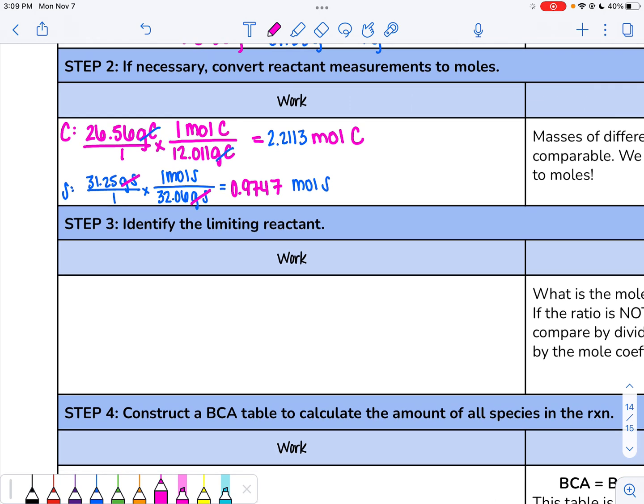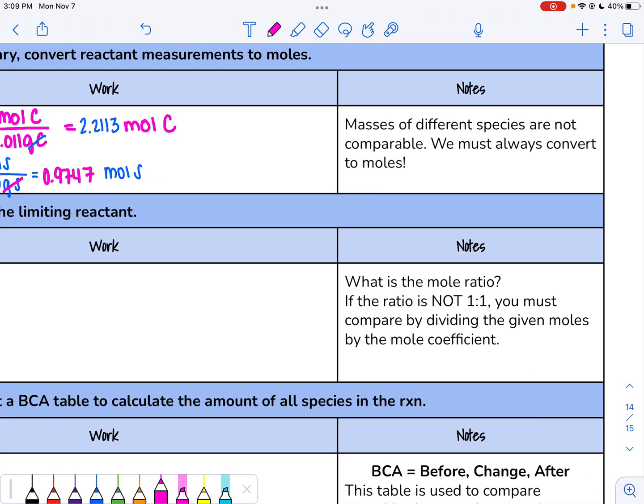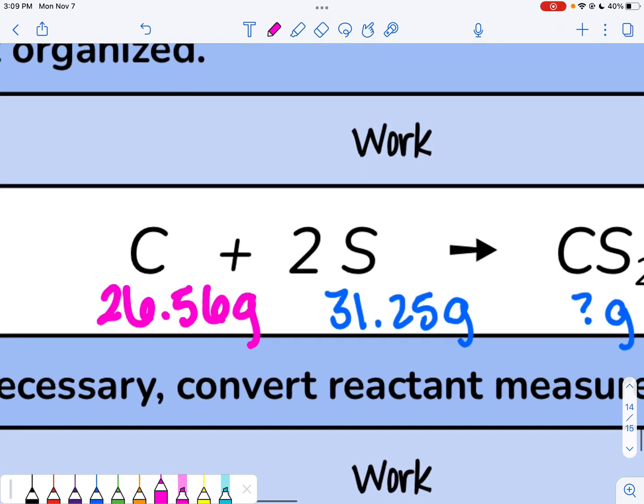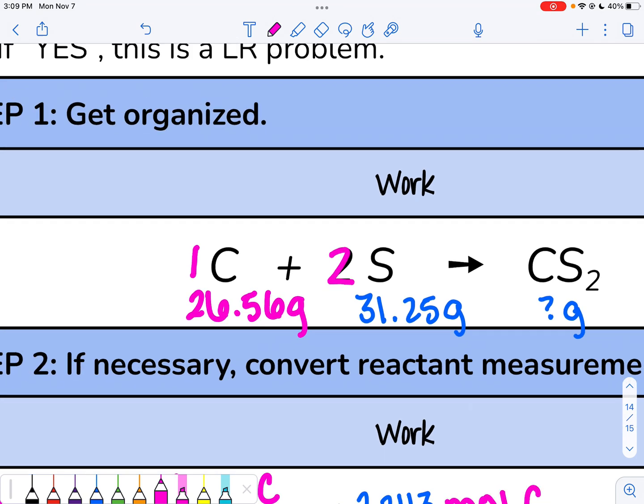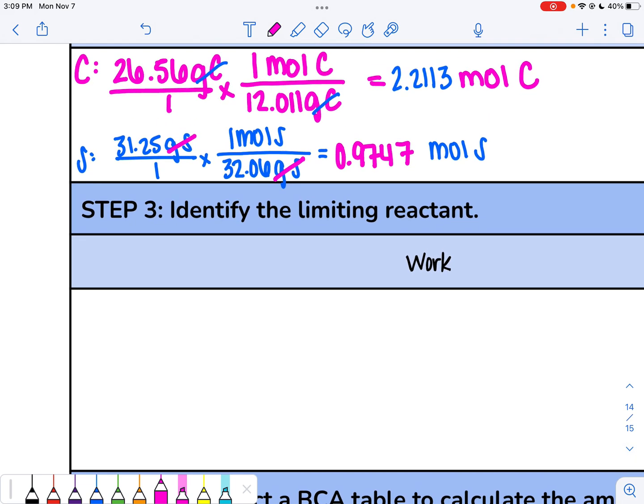So I am going to start this out by thinking about how many moles do I have versus how many do I need in the balanced chemical reaction equation. So notes for this one, what's the mole ratio? If the mole ratio is not 1-to-1, you have to compare the amount of moles that you have by dividing your given moles by mole coefficients. So if I look back up at my balanced chemical equation right here, I have 1 mole of carbon per every 2 moles of sulfur, not 1-to-1, therefore I got to do that division.